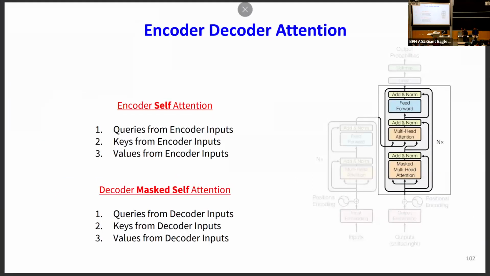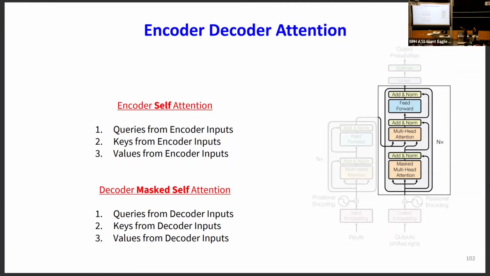So until now, we've studied encoder self-attention and decoder masked self-attention, and the input values we made use of there. In the encoder self-attention, the entire attention was contained inside the encoder. The queries, keys, and values all came from the encoder inputs. For the decoder masked self-attention, the queries, keys, and values again came from inside the decoder itself.